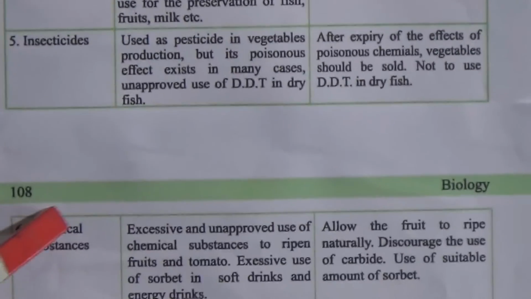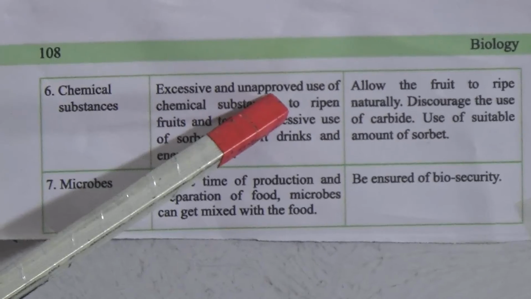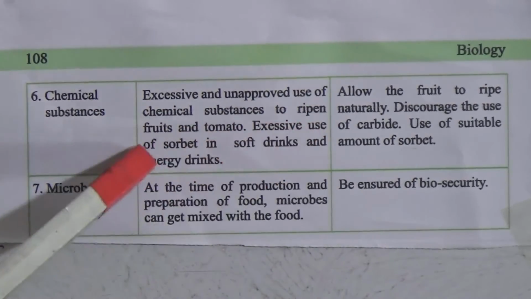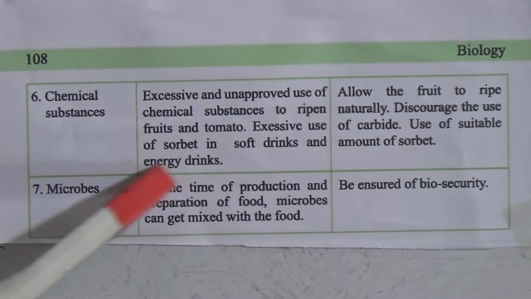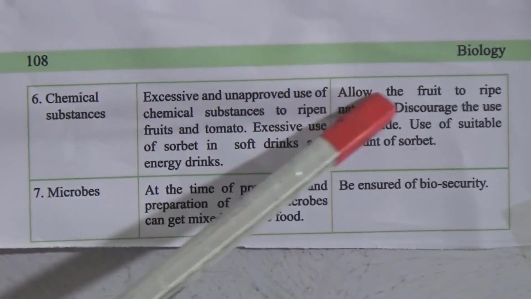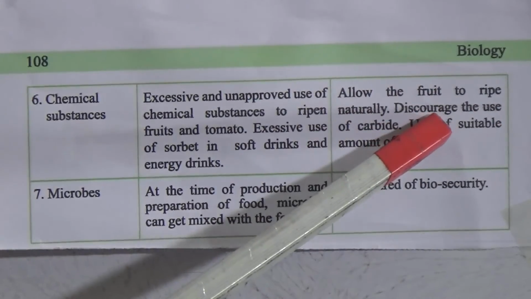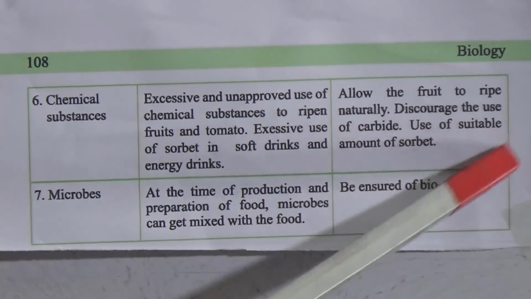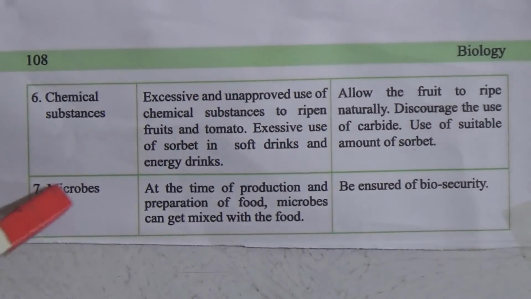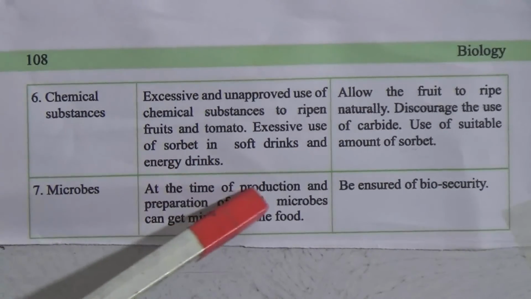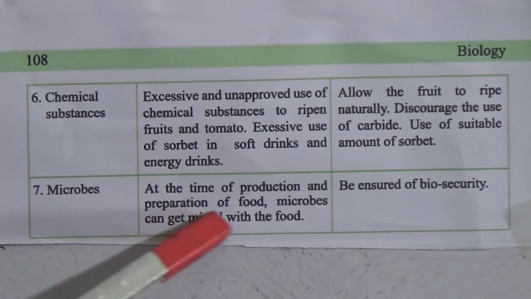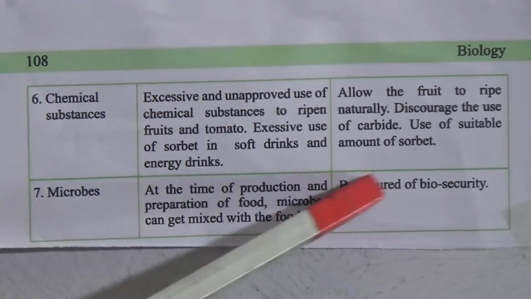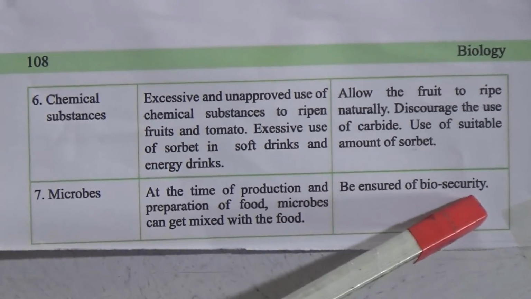Now come to the chemical substances. Excessive and unapproved use of chemical substances to ripen fruits and tomato, and excessive use of sherbet in soft drinks and energy drinks. The remedy is to allow the fruit to ripen naturally and discourage the use of carbide, and use a suitable amount of sherbet. Now come to microbes. At the time of production and preparation of food, microbes can get mixed with the food, and the remedy will be to ensure biosecurity.